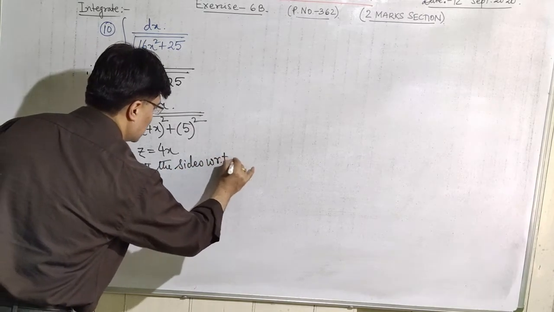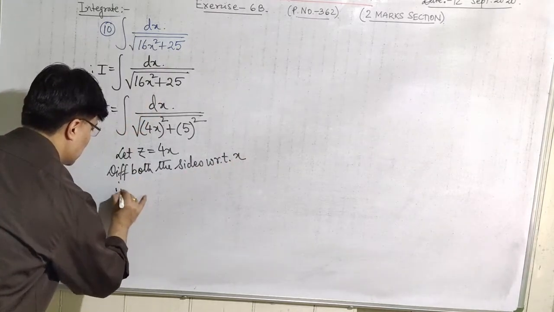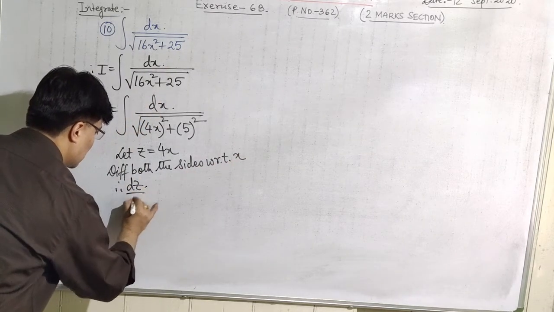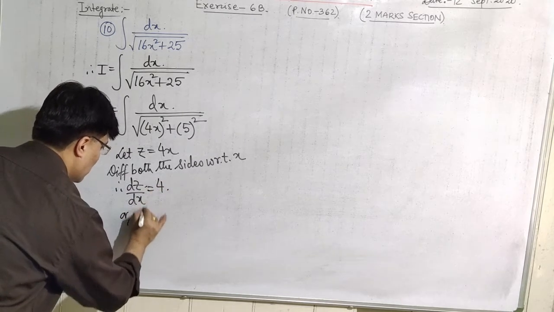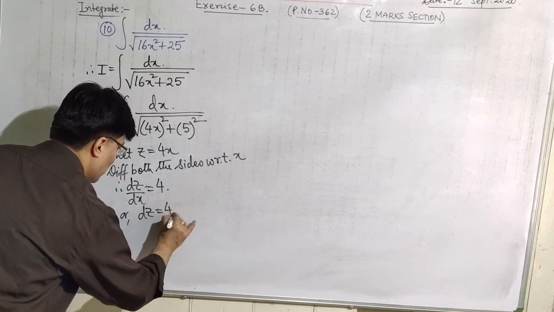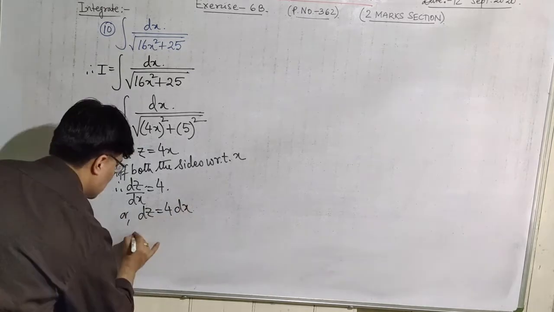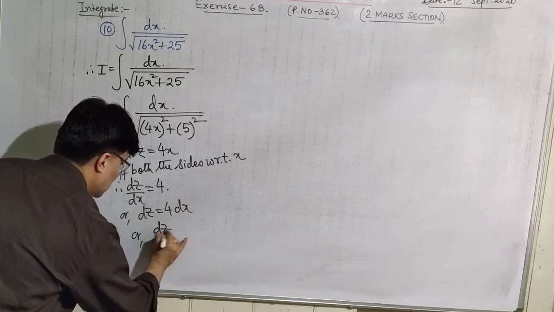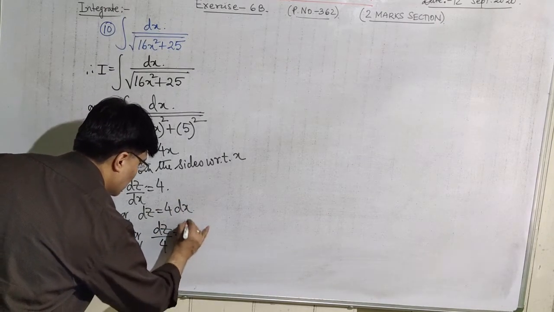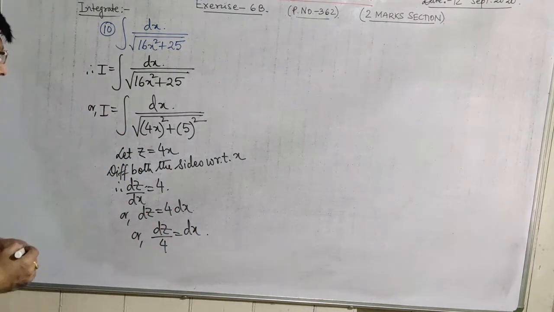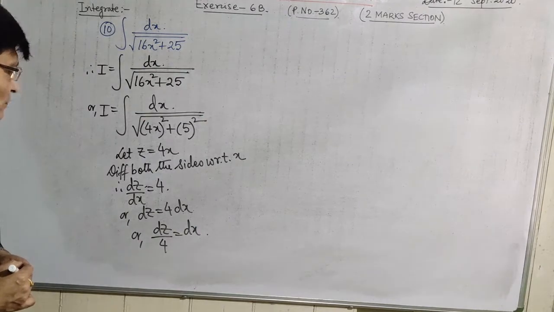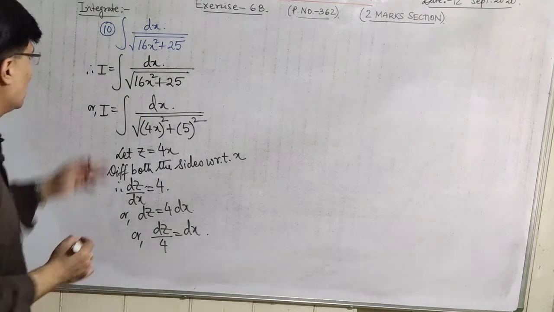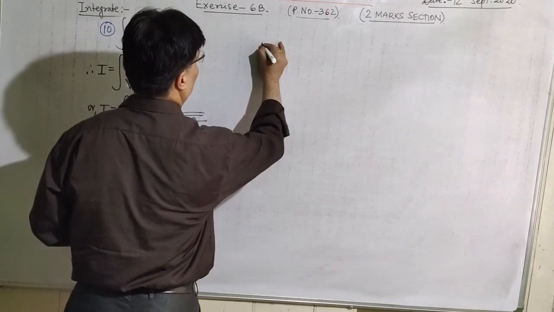Differentiating both the sides with respect to x, dz by dx is equal to 4. Now cross multiply, dz is equal to 4 dx. Now let us get the value for dx. That is dz upon 4 is equal to dx. So the value for dx in this case is dz upon 4. Is that clear?